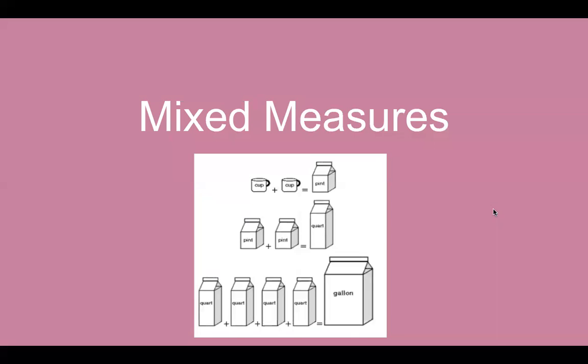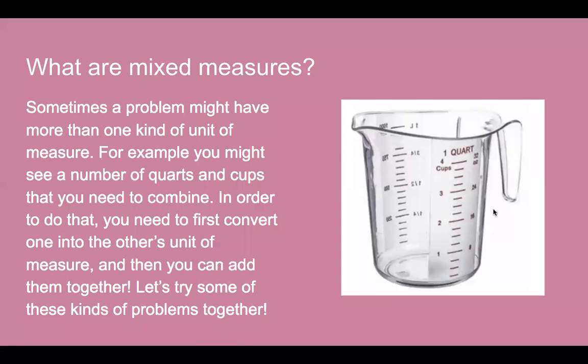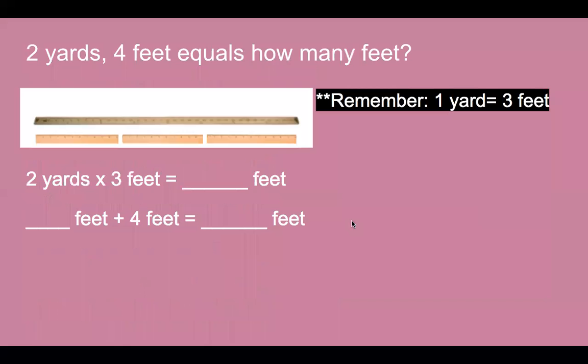Hi everyone, so today in math we're going to be talking about mixed measures. You might be wondering, what are mixed measures? Sometimes a problem might have more than one kind of unit of measure. For example, you might see a number of quarts and cups that you need to combine together. In order to do that, you need to first convert one into the other's unit of measure, and then you can add them together. So let's try some of these kinds of problems together.